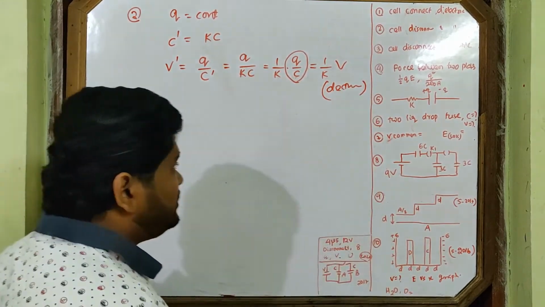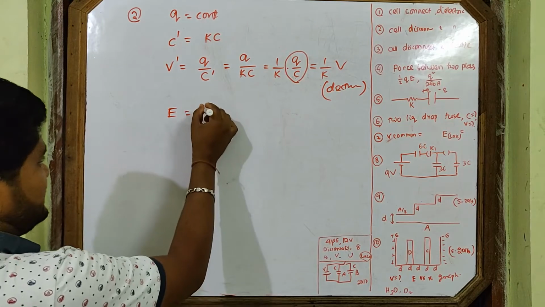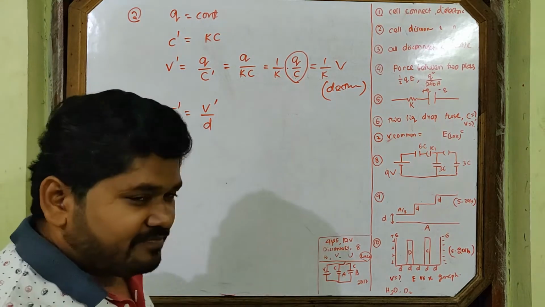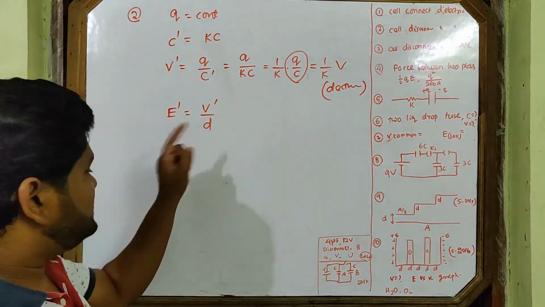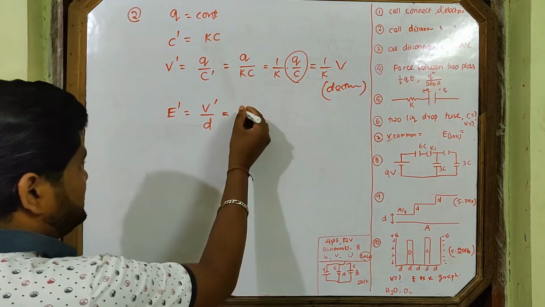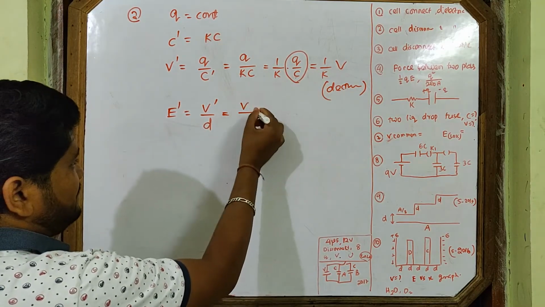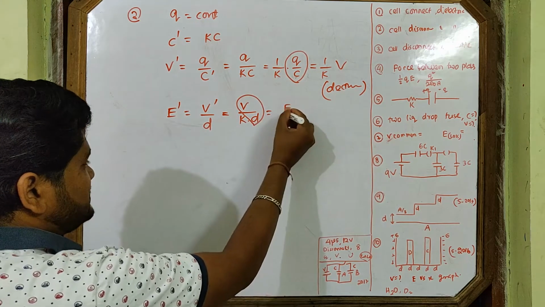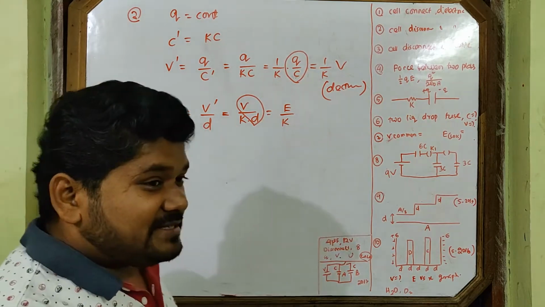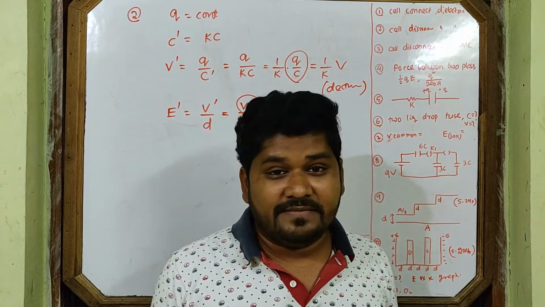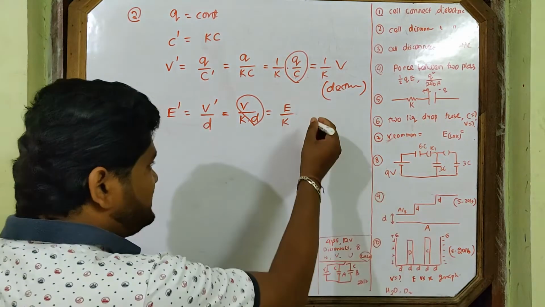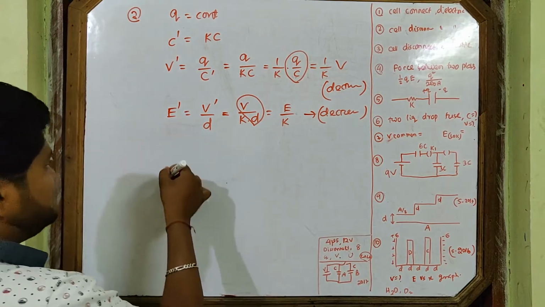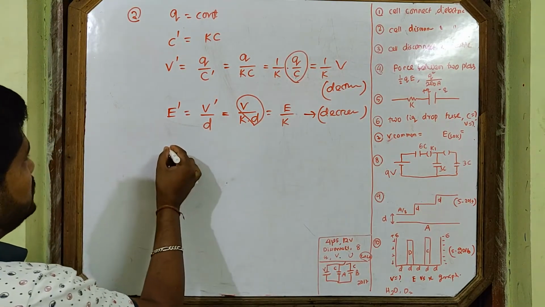Let's see, what about the electric field? E equal to V by d. But here E changed because V changed. d remains constant. We have not changed d here. So V becomes V by K, so E becomes E by K. The electric field becomes 1 by K times, which means it also decreases.